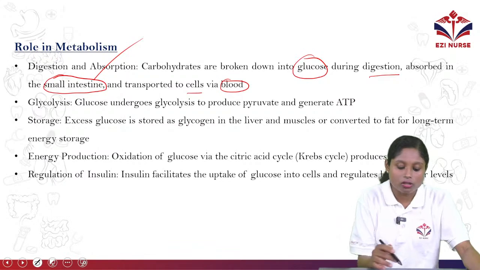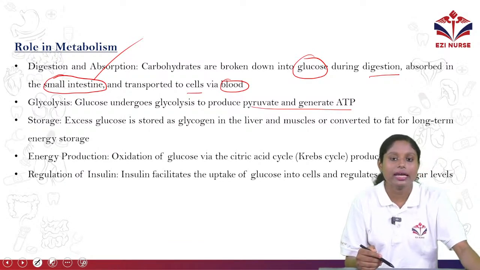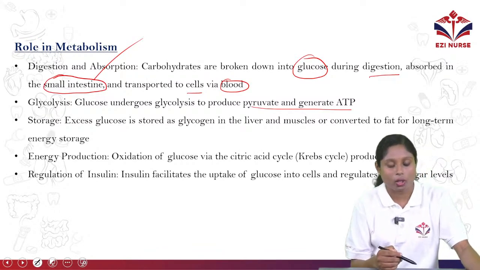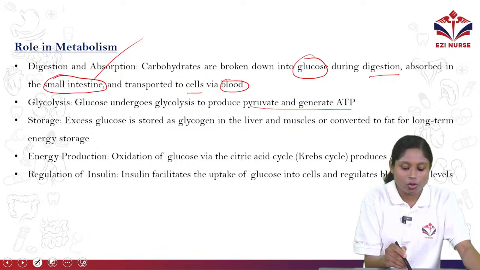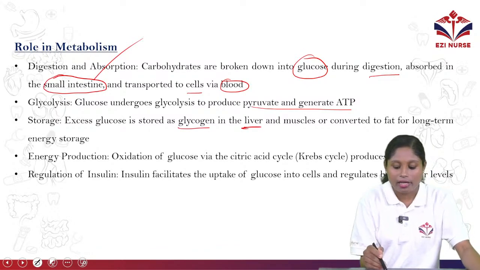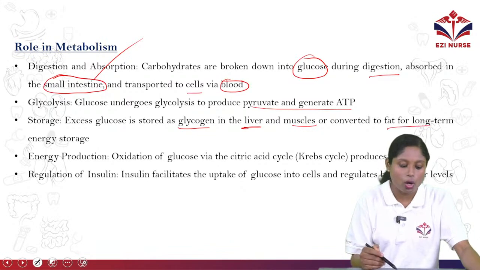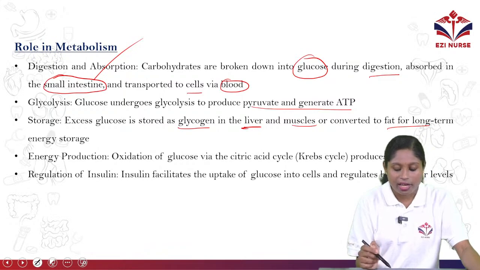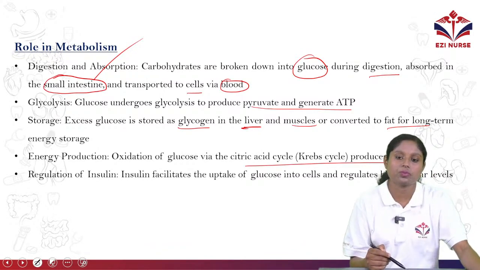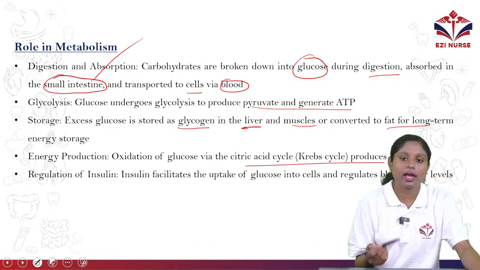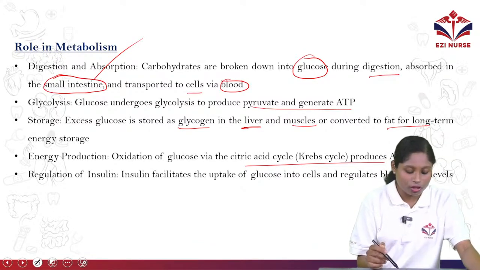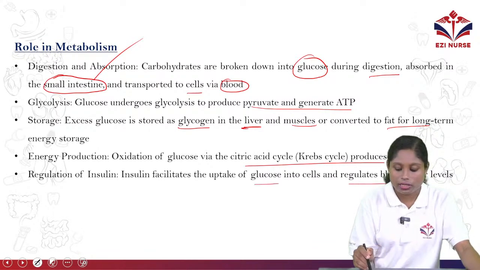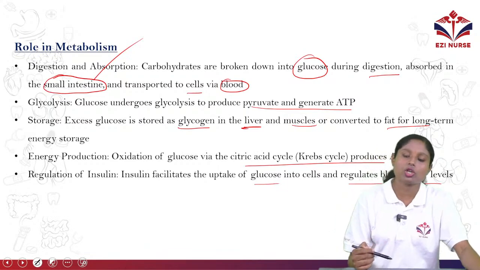Glycolysis. Glucose undergoes glycolysis to produce pyruvate and generate ATP. So, to produce pyruvate and generate ATP, they will undergo the process of glycolysis. Storage. Excess glucose is stored as glycogen in the liver and muscles or converted to fat for long-term energy storage. Energy production. Oxidation of glucose via the citric acid cycle produces ATP. So, Krebs cycle, it's very common. So, we will study it in biochemistry. Coming to regulation of insulin. It also helps in the regulation of insulin. Insulin facilitates uptake of glucose into the cells and regulates blood sugar level. So, this is the role in metabolism.